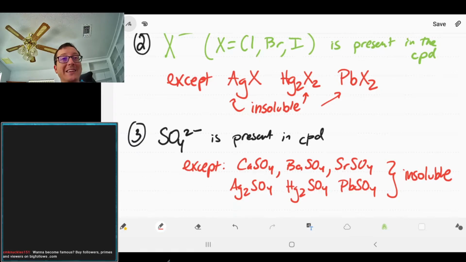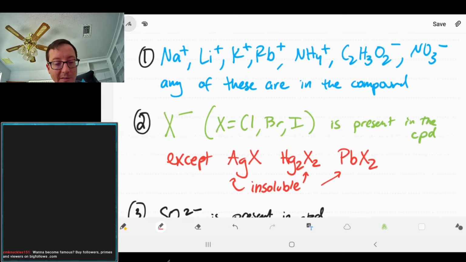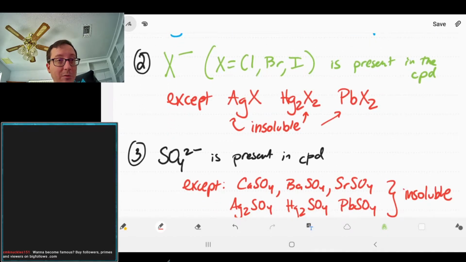The rules tell us what is soluble. So anything that has sodium, lithium, potassium, rubidium, ammonium, acetate, or nitrate will always be soluble. No exceptions. Things will be soluble if they have X minus as part of their compound, as long as those things are not silver, mercury 1, or lead ions. Everything with sulfate should be soluble unless it's one of these 6 exceptions. And notice 3 of the exceptions here are the same as the exceptions for number 2.